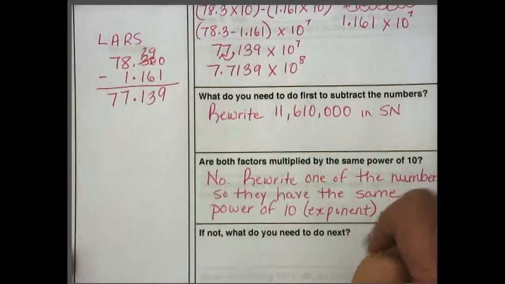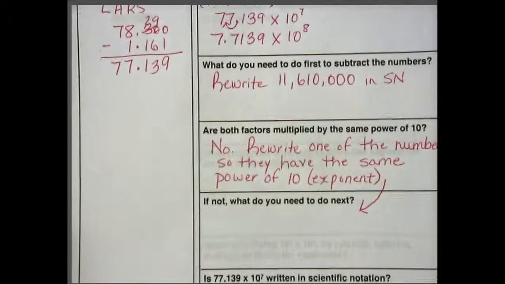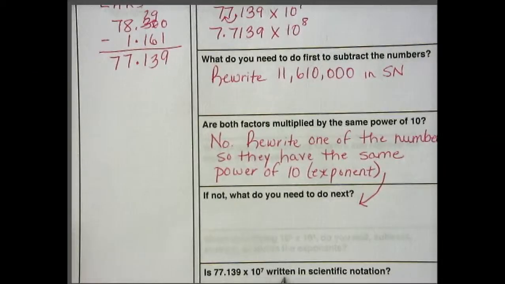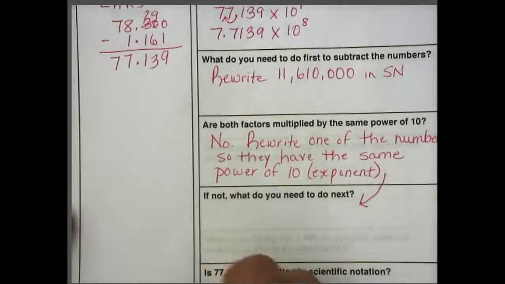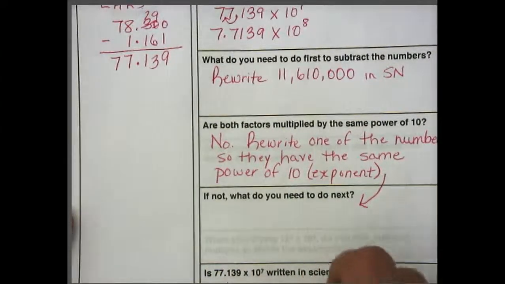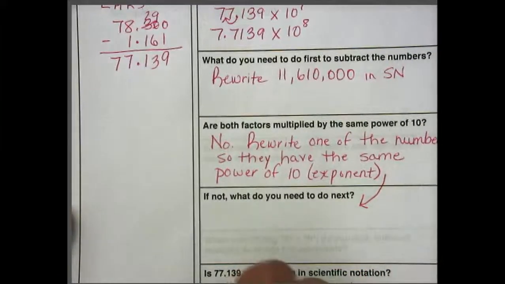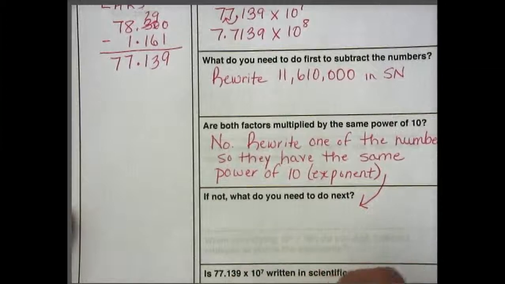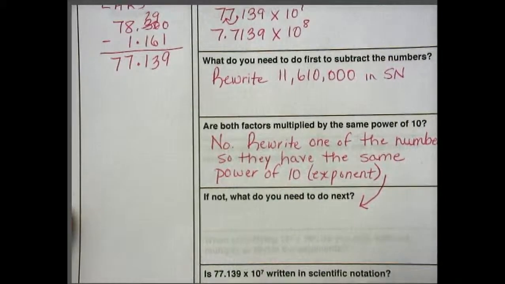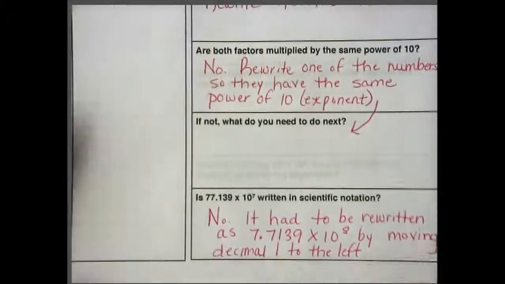And I answered my next question, so we could have rewritten that down here. That's all right. Is 77.139 times 10 to the 7th power written in scientific notation? No. It had to be rewritten as 7.7139 times 10 to the 8th by moving the decimal 1 to the left and adding 1 to the exponent.